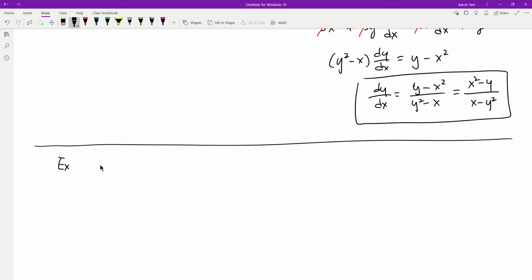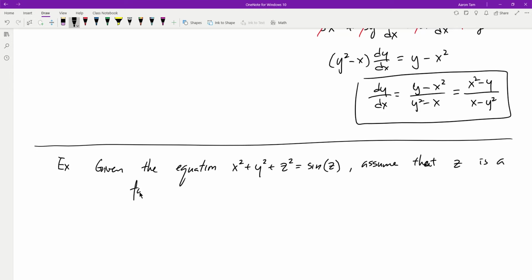So let's try this one. What happens if you have this? Let's say we're given the equation x squared plus y squared plus z squared equals sine z. Here's the important statement that you need in order to proceed with the problem: assume that z is a function of x and y. Find dz over dx and dz over dy.